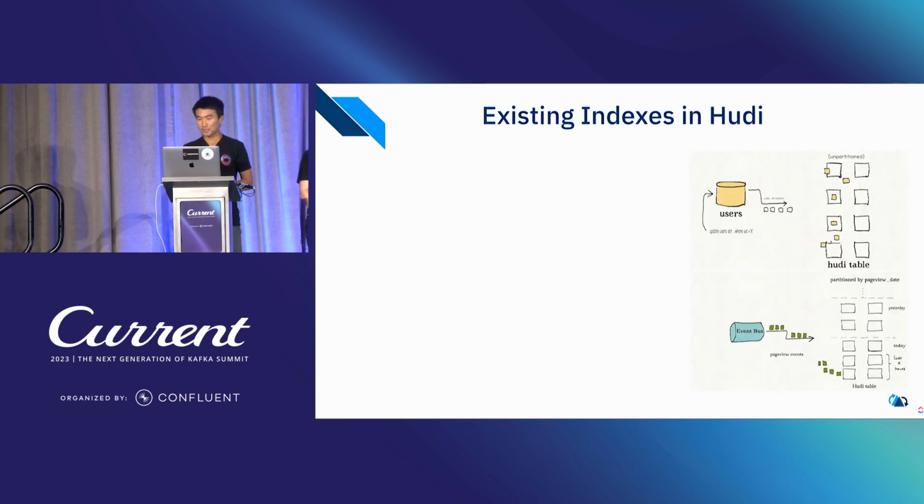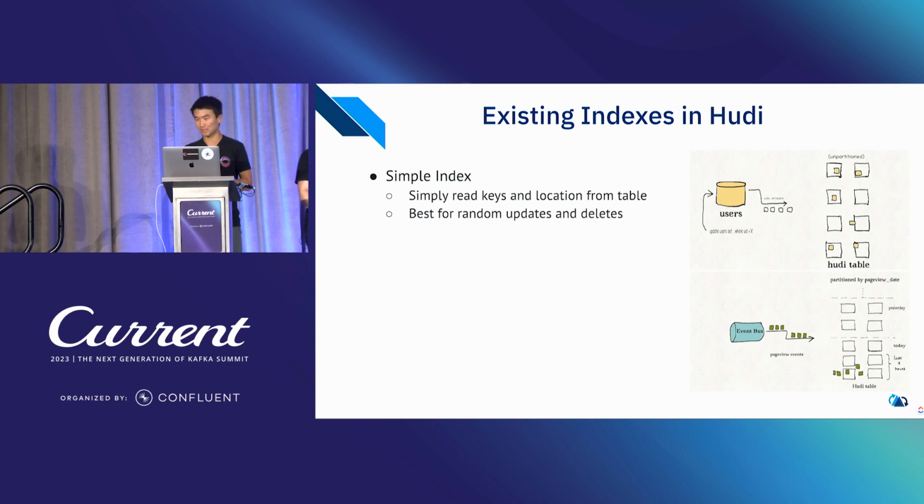Hudi already supports different indexes for different use cases. On this slide, I show two popular use cases. The first one is updating the dimension table with user input. Usually, this generates a lot of random updates across most of the files in the table. In this case, simple index is the best because it simply reads the key and location from the table, and it incurs very little overhead.